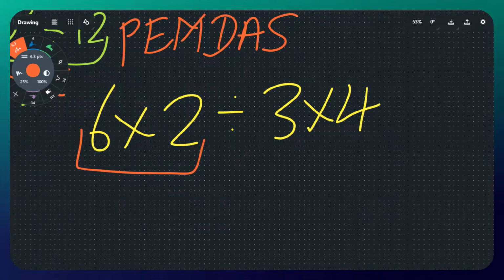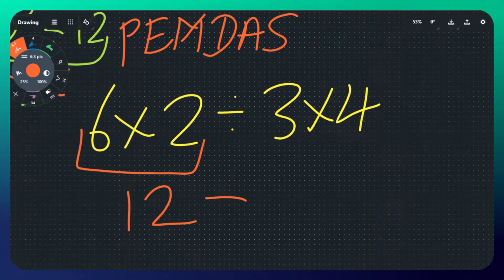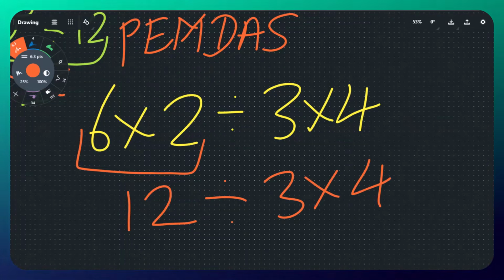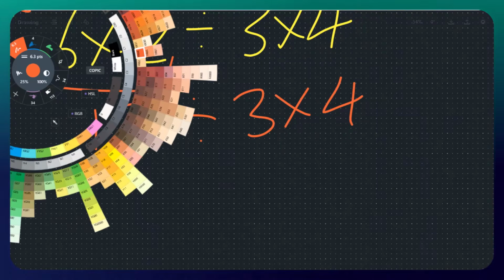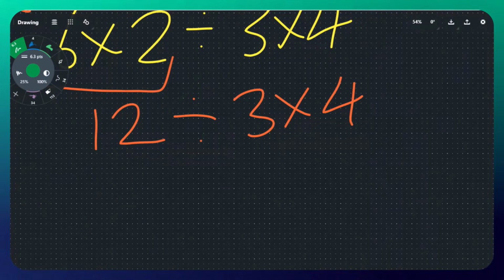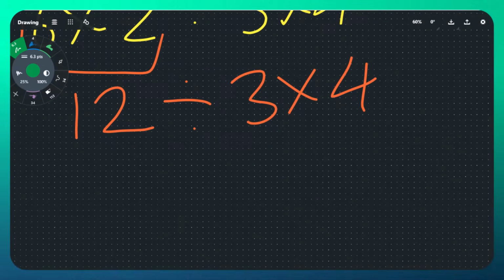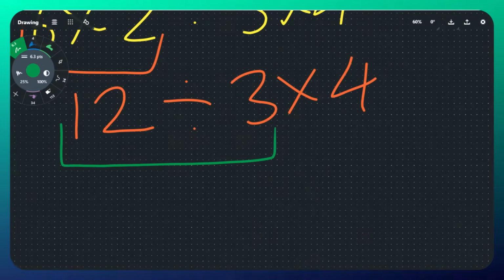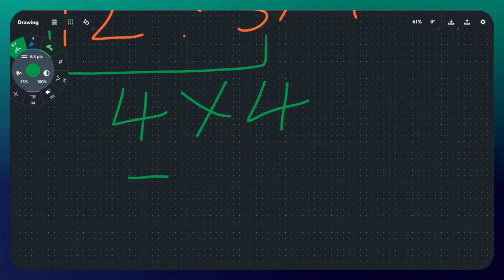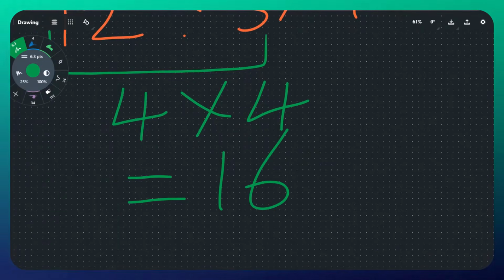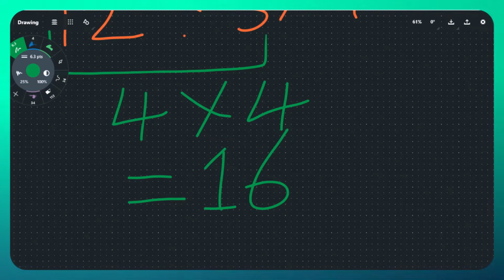6 times 2, and that gives us 12, divided by 3 times 4. It is true that multiplication and division have equal priority, but we are working from left to right, so we must solve 12 divided by 3, and that gives us 4 times 4. And the final answer is equals 16. And this is the correct answer.